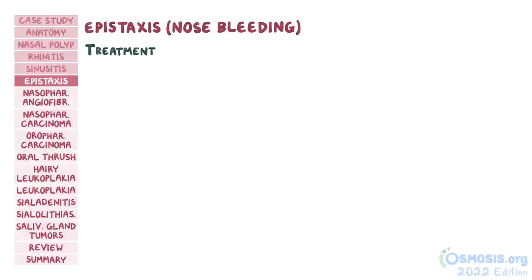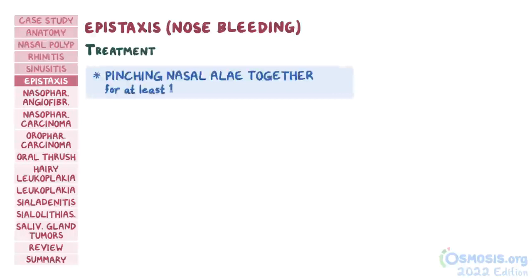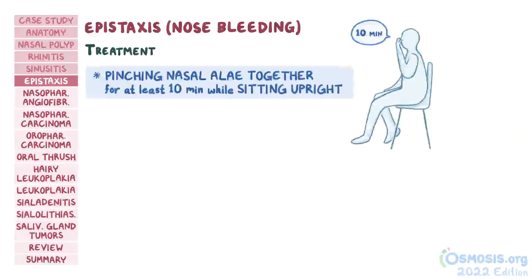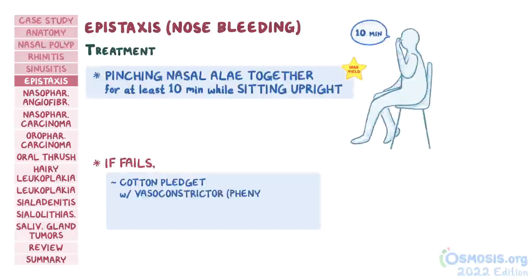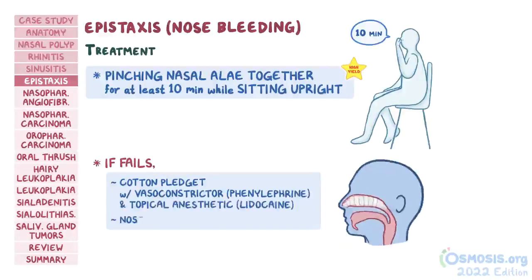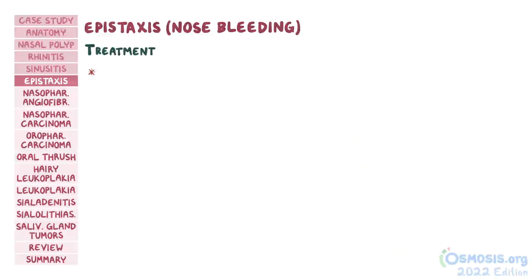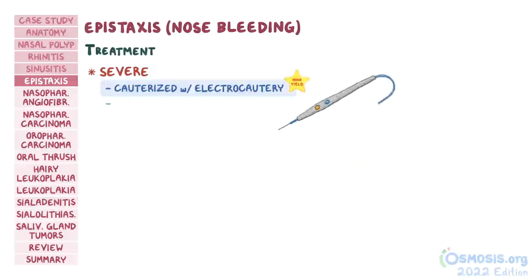Treatment in anterior epistaxis consists of pinching the nasal ala together for at least 10 minutes while sitting upright. If this fails, a cotton pledget with a vasoconstrictor like phenylephrine or a topical anesthetic like lidocaine is inserted and the nose is pinched for 10 more minutes. In cases of severe bleeding, the blood vessels can be cauterized with electrocautery or silver nitrate on an applicator stick.